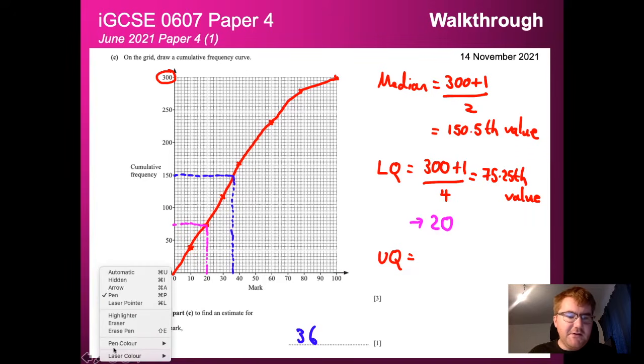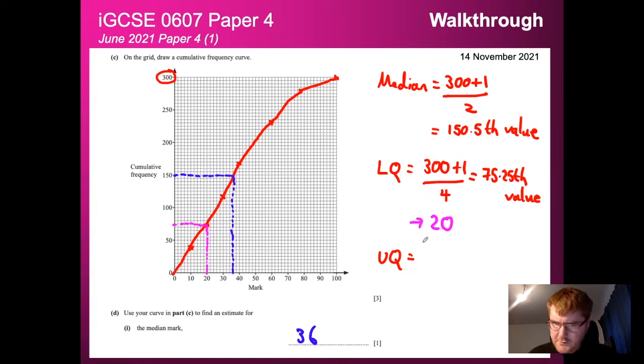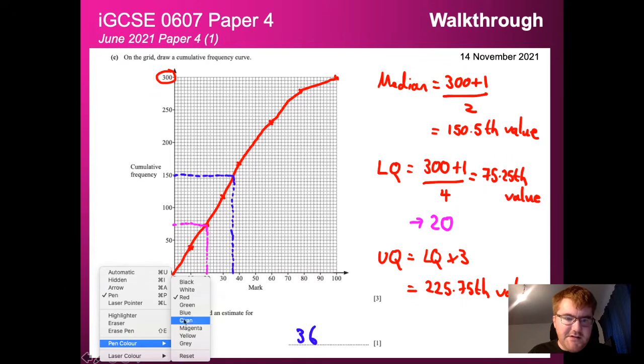Now let's choose a different color for the upper quartile on the graph. So this one here, we're going to take this value, just the lower quartile, and times by 3. If we do that, we'll add these two together as well. We're going to get 225.7 value. So let's choose a lovely color here. Let's go with cyan, why not?